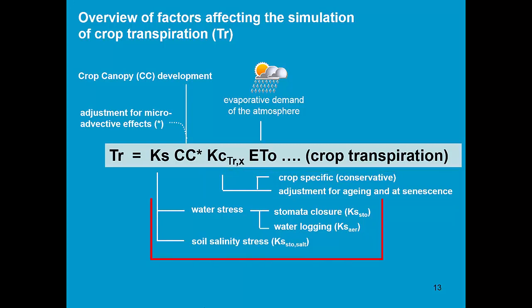When stresses affect transpiration, we introduce a Ks factor. There is a Ks factor for water stress. When there is too much water, waterlogging, or not sufficient water, then we have the Ks for stomatal closure. Additionally, also soil salinity stress can affect crop transpiration. This is described in another training module.